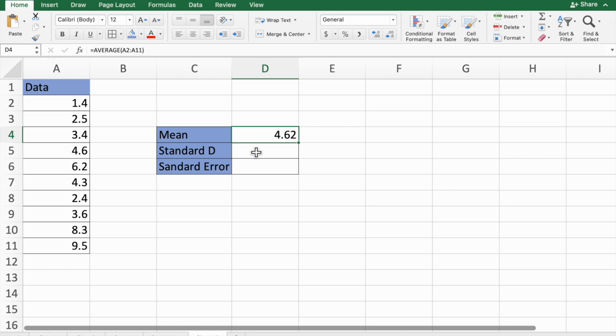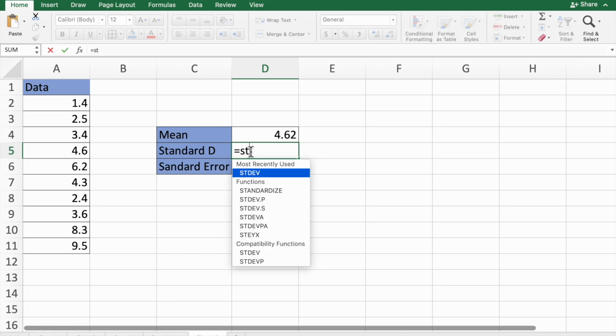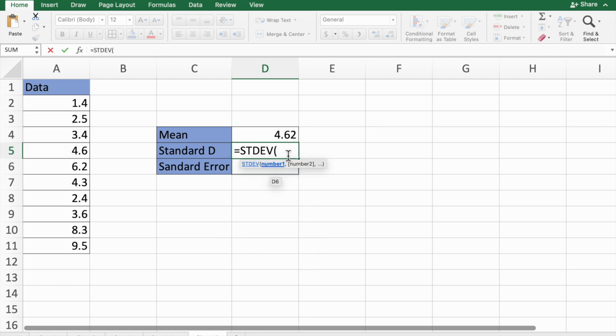Okay, now we will calculate standard deviation. Okay, so for standard deviation you have to just type equals STDEV. Okay, STDEV, then you have to just select all the cells and then close the bracket. So this will be the standard deviation.